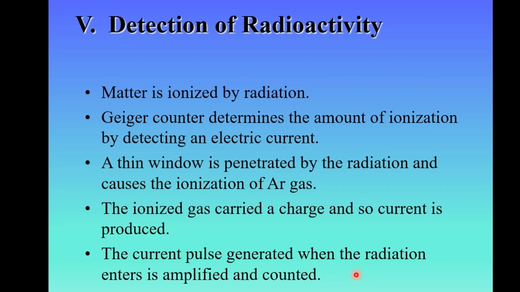So how do we detect radioactivity? Matter is ionized by radiation. That's what makes it dangerous. So there's this thing called a Geiger counter, and it uses that ionization to make electrical charge. Typically there's a thin window that the radiation goes right through, causes the ionization of a gas, and that's part of an electric circuit. The ionized gas can then carry a charge, current's produced, and the current pulses, and it's amplified.